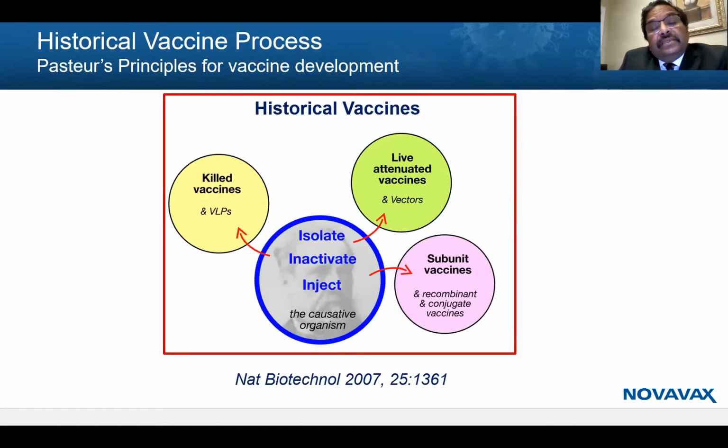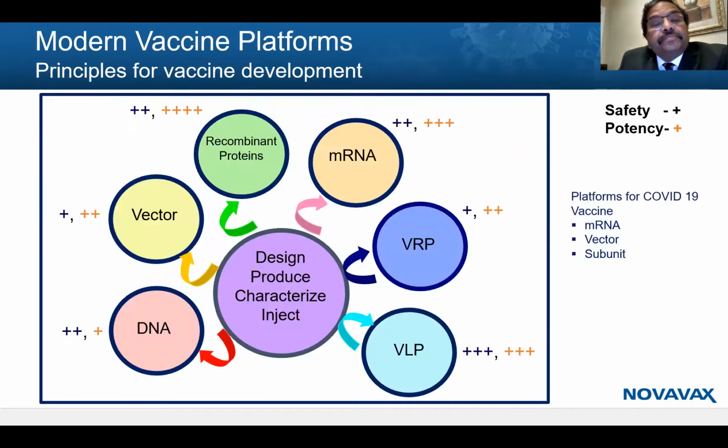Again, these are the platforms that have been used for the historical vaccines. They are simple: a killed vaccine or live attenuated vaccine; isolate, inactivate, and inject. This is another approach. These are all based on Pasteur's principle for vaccine development. At probably mid to late 20th century, people started using recombinant vaccines.